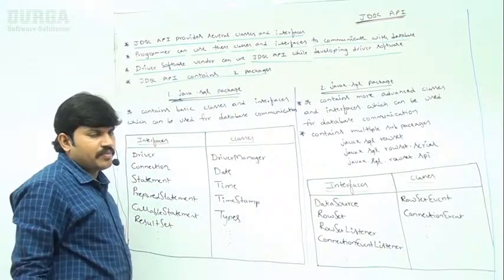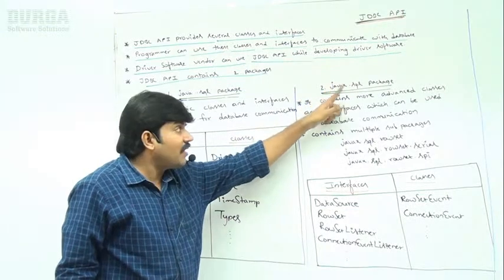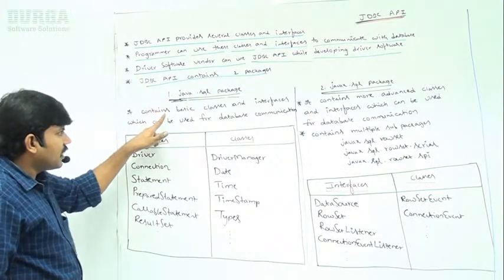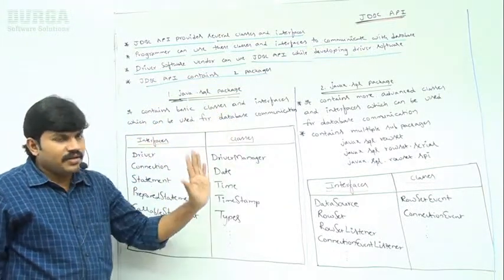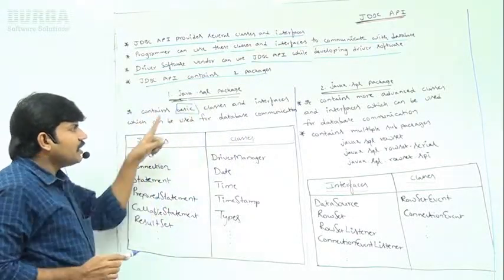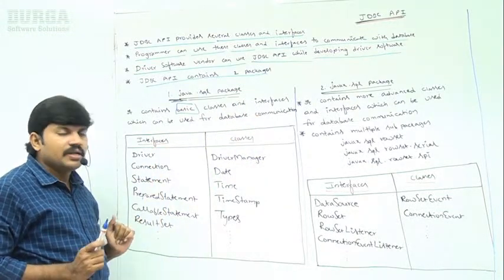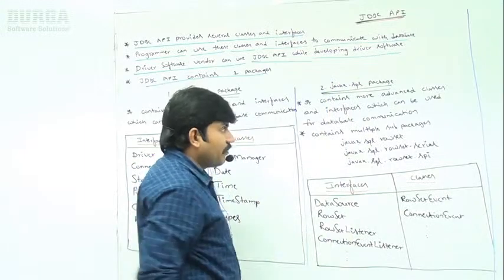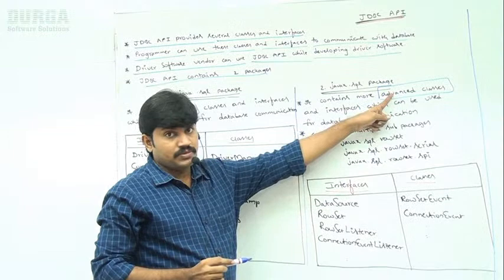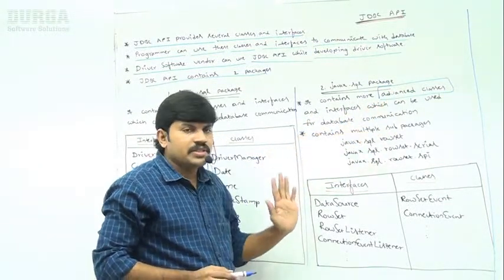Two packages, right? What are the first ones? The java.sql package. The second one is the javax.sql package. Have you observed? The java.sql package contains basic classes and interfaces which can be used for database communication, right? But the javax.sql package contains more advanced classes and interfaces which can be used for database communication, right?